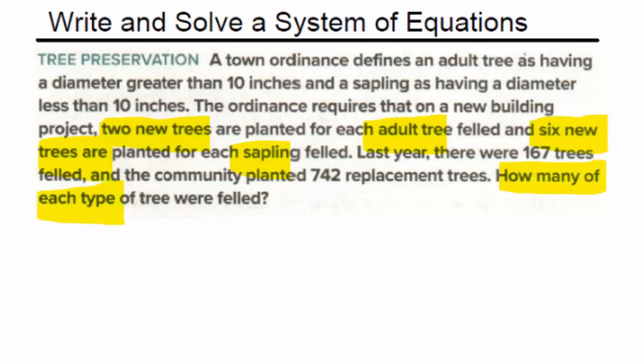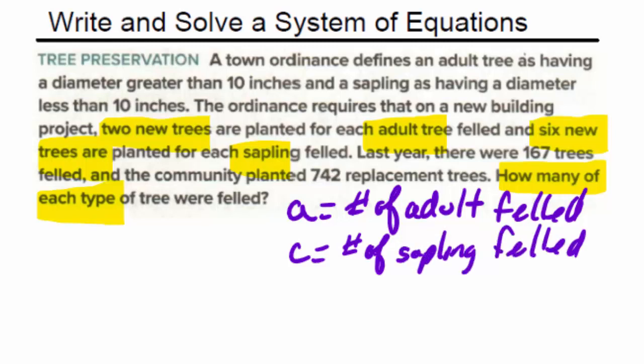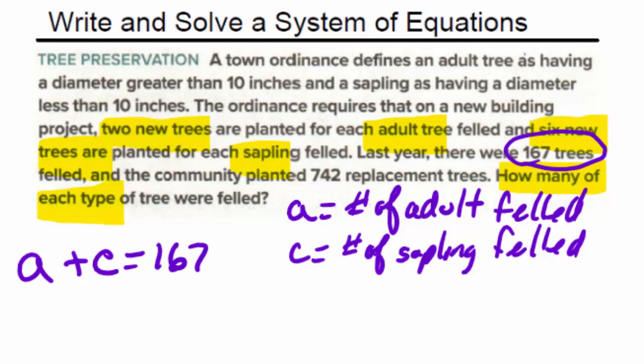So the first thing I need to do is identify the 2 types of trees. So we have an adult tree, so let's say A equals the number of adult felled. And I'm not going to use an S for sapling, so I'm going to use C for like a child. So I'm going to put C equals number of saplings felled. So it's how many of each type we felled. Now, if you look back up, there were 167 trees in total that were felled. Well, they came from the adult and sapling. So our first equation is A plus C equals 167. So that's our first equation.